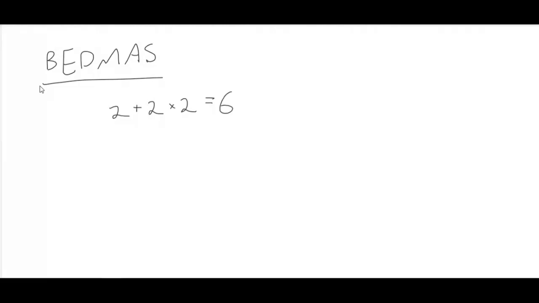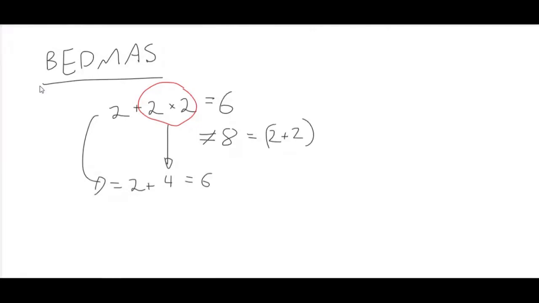Right, so the right answer is 6, okay? And it is definitely not 8, okay? And the reason it's 6 is because you have to multiply first, all right? So this actually equals 2 + 4, right? 2 × 2 is 4, right? So 2 + 4, and that equals 6, not 8, right? Because 8 is 2 + 2 in brackets and then times 2, okay, which is 4 × 2, which again is 8. So if you add first, you get one answer, the 8. But if you multiply first, you get a different answer, 6.